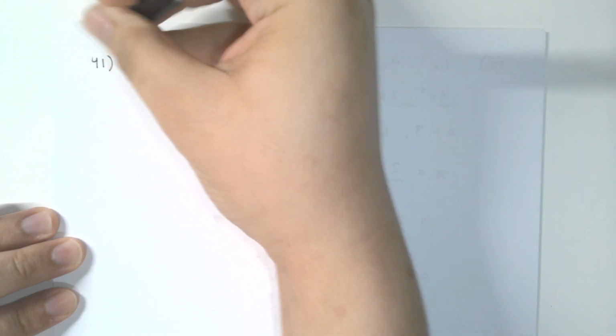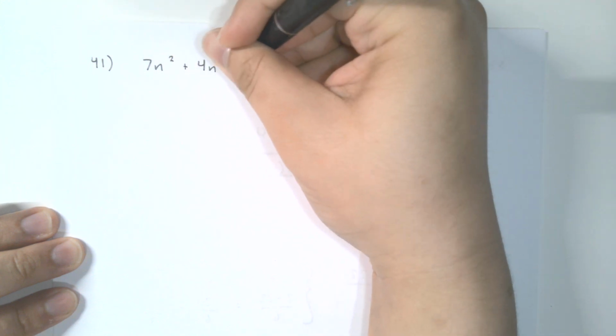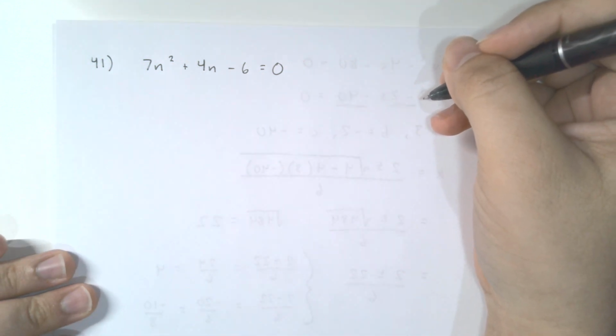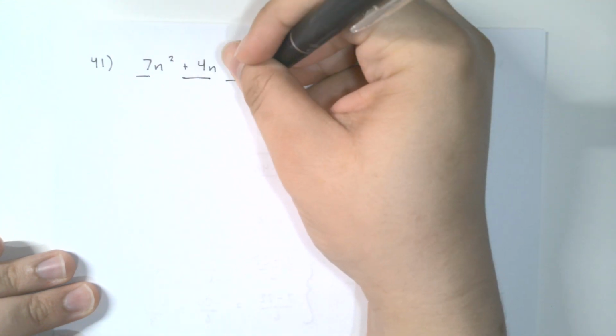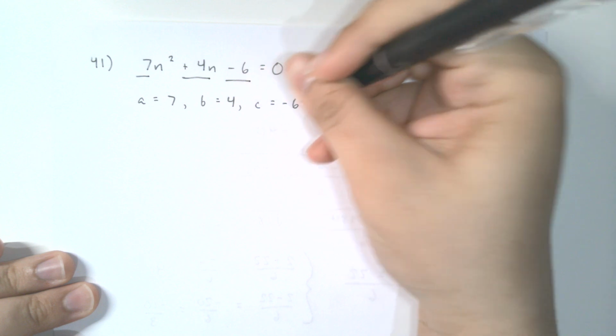So let's look at the next one. Now we have number 41. With number 41, we have 7n squared plus 4n minus 6 is equal to 0. We can't divide all of these numbers by some other number, so this is already reduced as much as we can. So we identify our a, b, and c. We have a is equal to 7, b is equal to 4, and c is equal to negative 6.